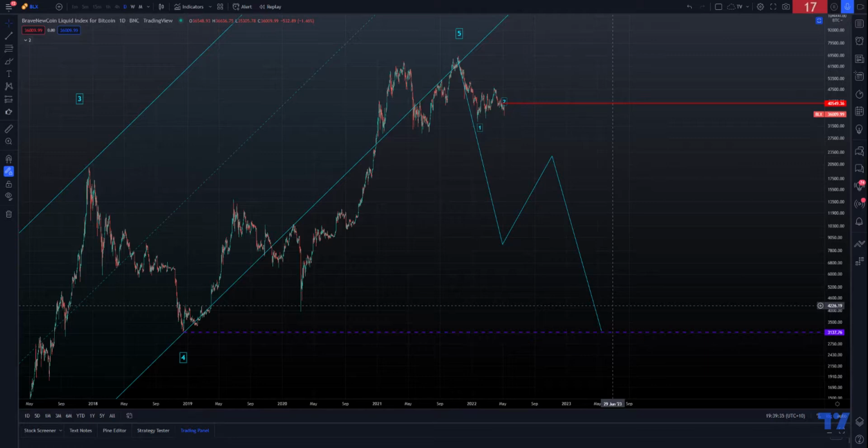All I know is that for now, it's looking like a bear market is probably going to remain in place for quite a while.